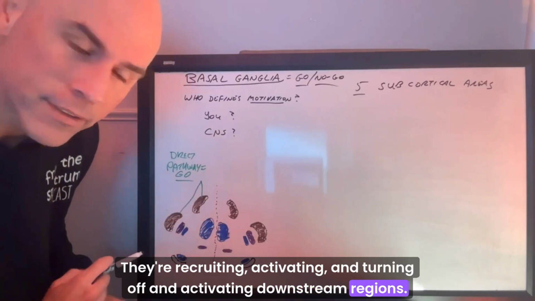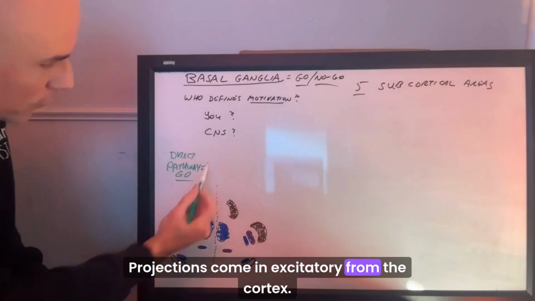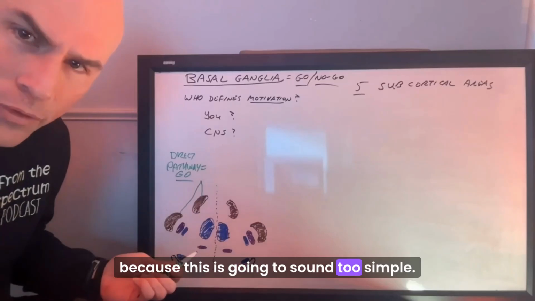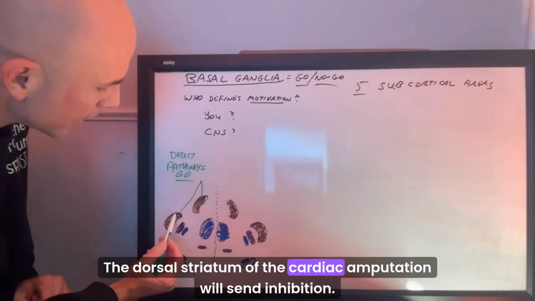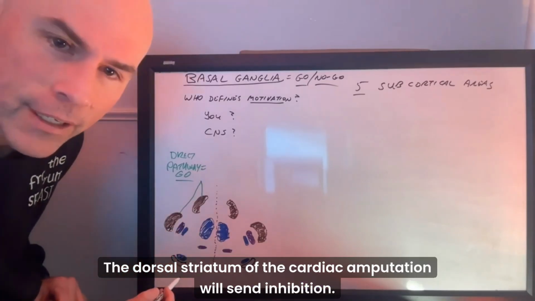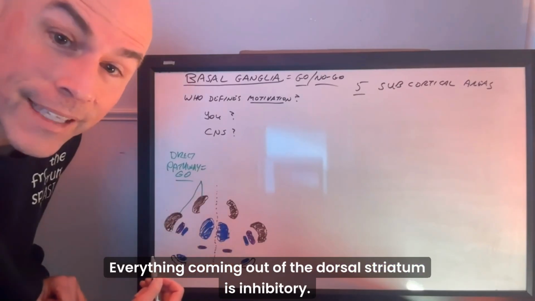Downstream regions. For the go side, simple. Projections come in, excitatory, from the cortex. We're going to map these out because this is going to sound too simple. The dorsal striatum of the caudate and putamen will send inhibition. Everything coming out of the dorsal striatum is inhibitory.